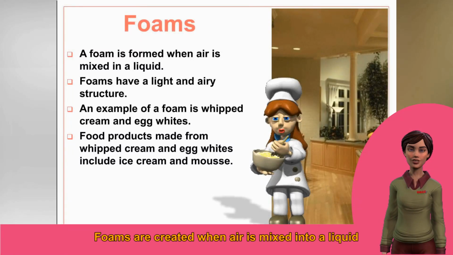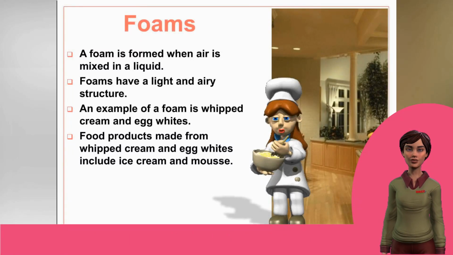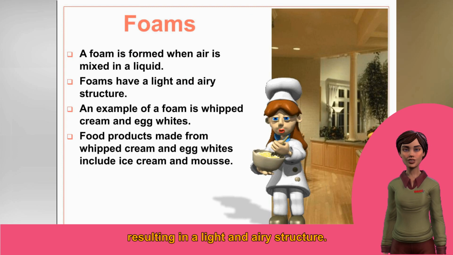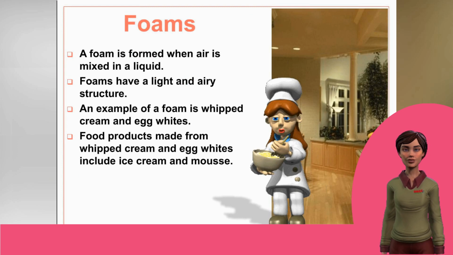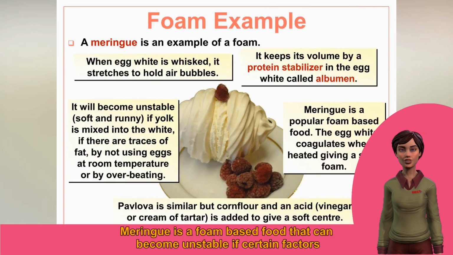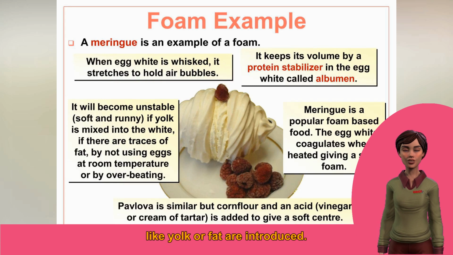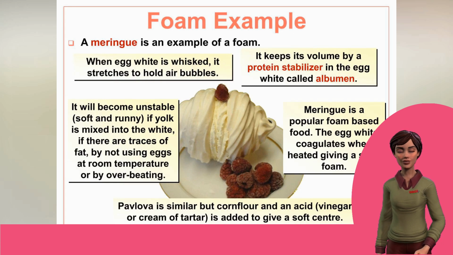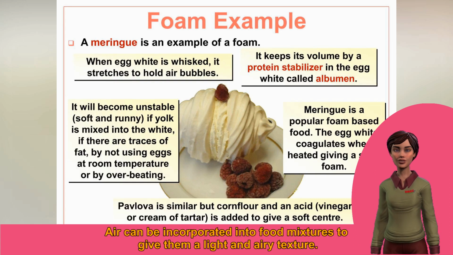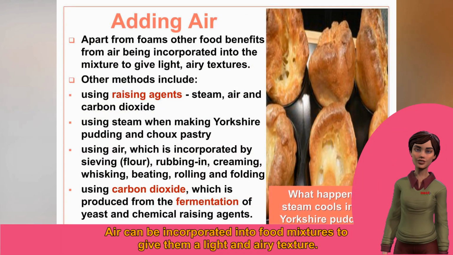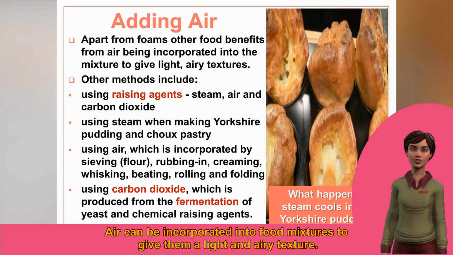Foams are created when air is mixed into a liquid, resulting in a light and airy structure. Meringue is a foam-based food that can become unstable if certain factors, like yolk or fat, are introduced. Air can be incorporated into food mixtures to give them a light and airy texture.